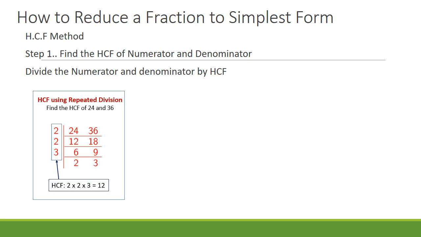Now, how do we find the H.C.F in case the numerator and denominator are 24 and 36? We get the common factors 2, 2 and 3. Then we will multiply 2, 2 and 3. We get the H.C.F 12. Next, we will divide 24 and 36 by 12. We get the answer 2 upon 3.